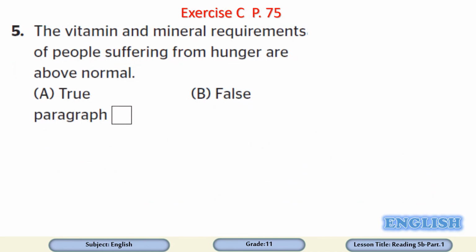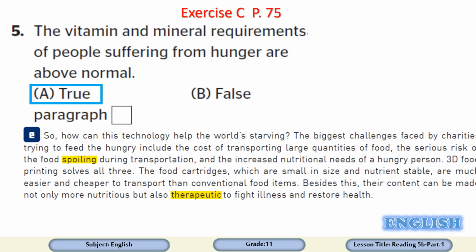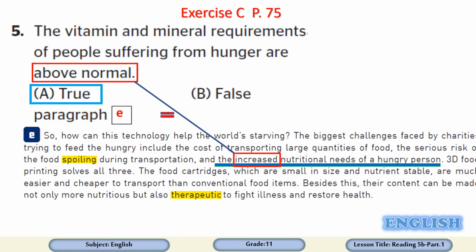Statement number 5. What was your answer? Yes, very good. It's true. And the justification is in paragraph A. What does the paragraph say? The increased nutritional needs of a hungry person. The statement says above normal. So increased and above normal is the same information, and this makes the statement true.